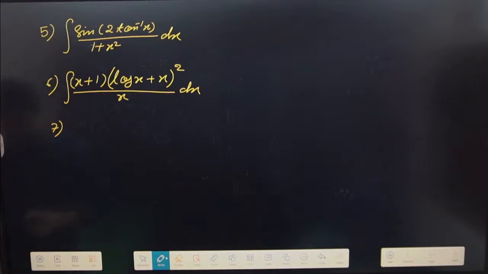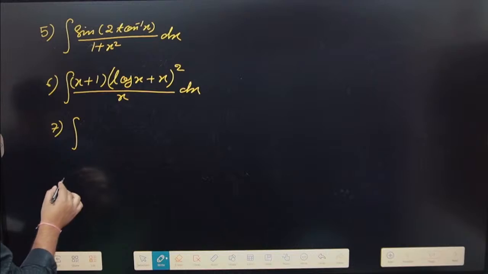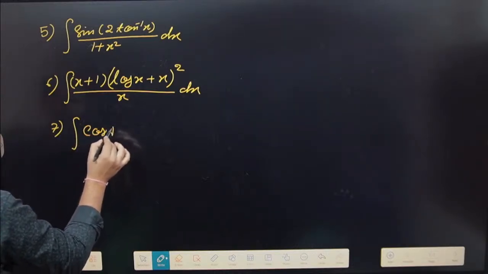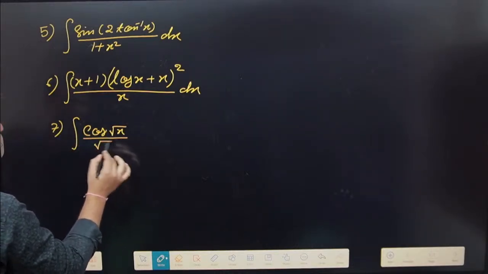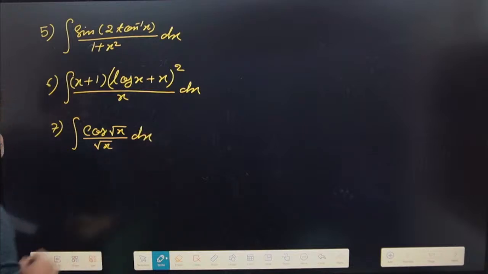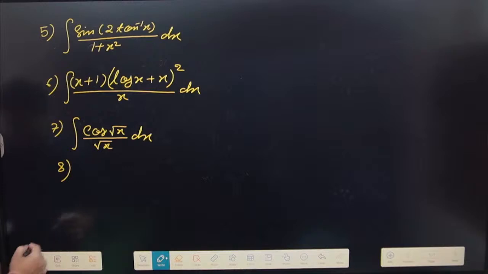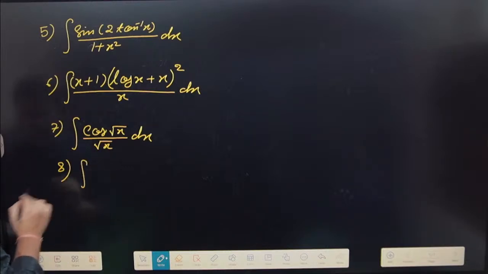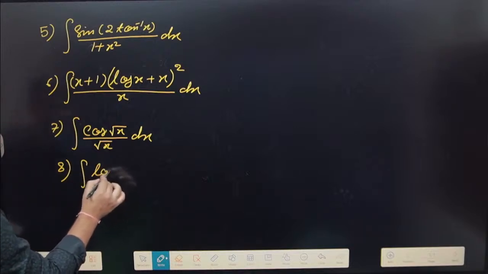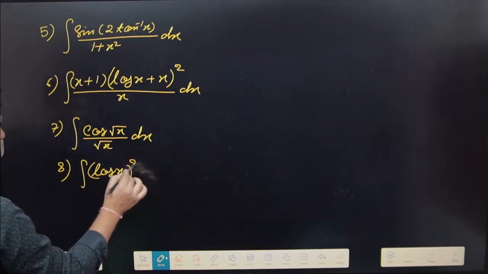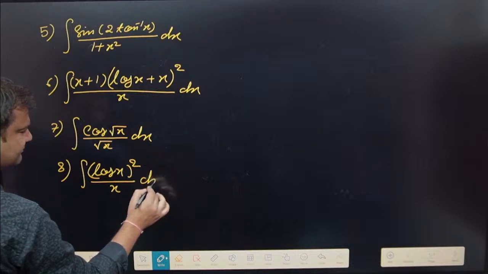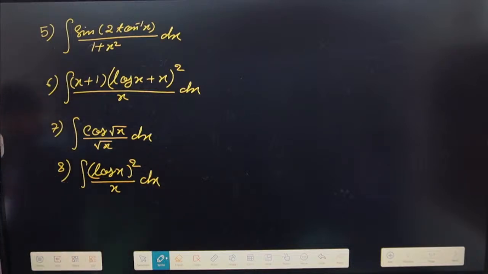Next problem, integration of cos of root x divided by root x dx. Next one, integration of log x to the whole square divided by x dx. How can we solve these? Step by step.